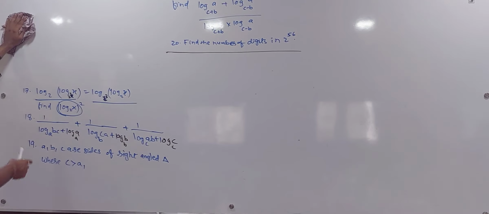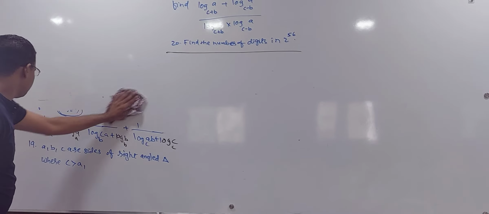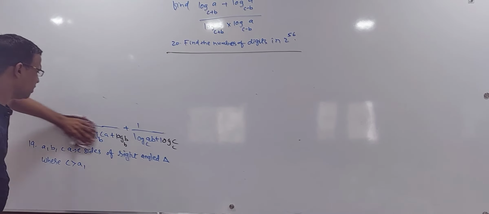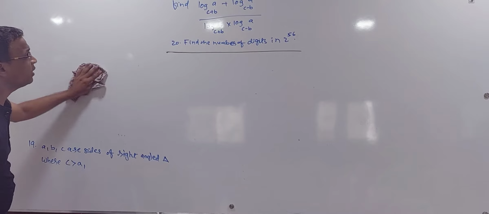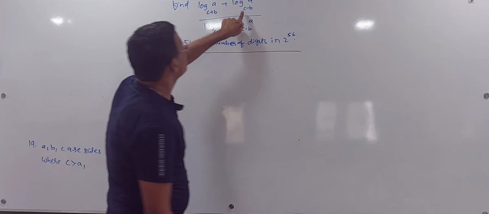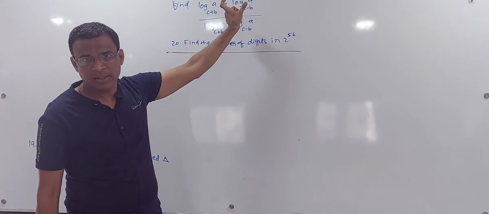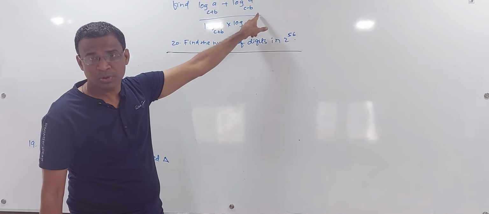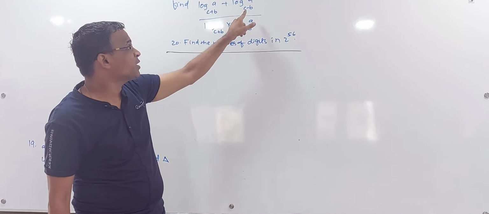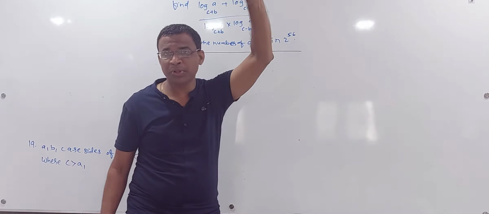Fine. Now next is 19th question. If A, B, C are sides of a right angle triangle where C is greater than A. Okay, C is greater than A. They are saying it's a right angle triangle, and they are asking to find the value of the expression. C minus B is also given, and obviously if it is given then it should be definite. It shouldn't be indefinite. C minus B should be positive. So that means C is greater than A as given, as well as C is greater than B. So C should be the hypotenuse.